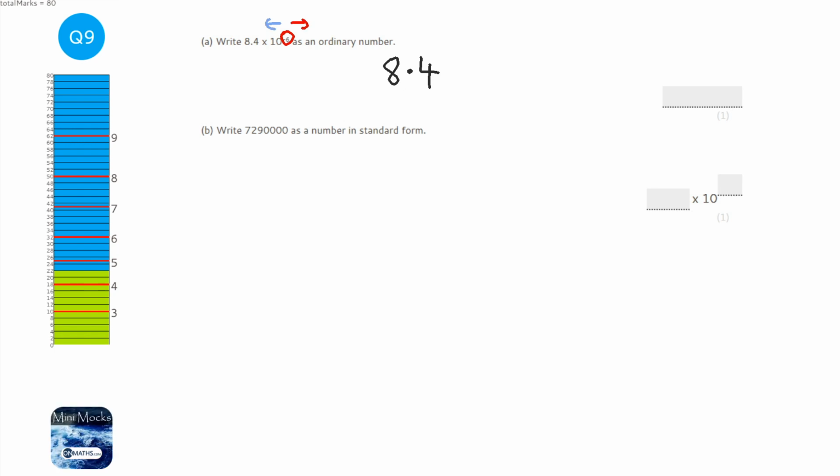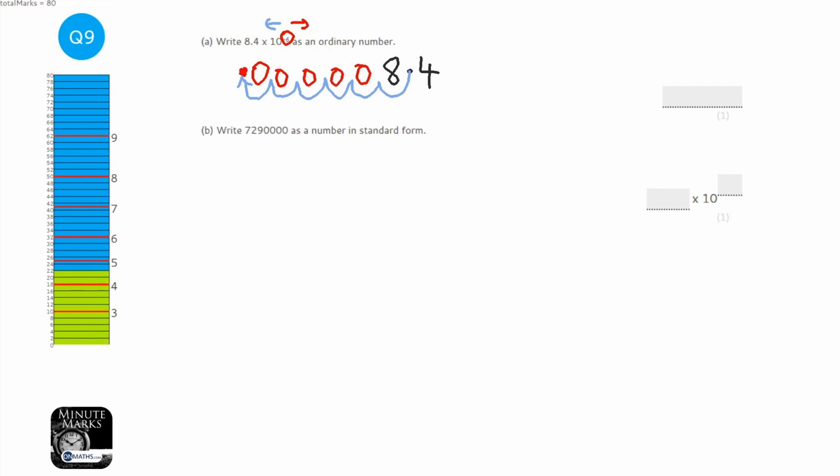Now since it's negative, we're going to jump to the left, and it's minus 6, so we're going to jump 6 spaces. So 1, 2, 3, 4, 5, and 6. So the decimal point will now be here, and you fill in all of the jumps with zeros. So one of the jumps is used by the 8, but all the other ones we fill in with zeros.